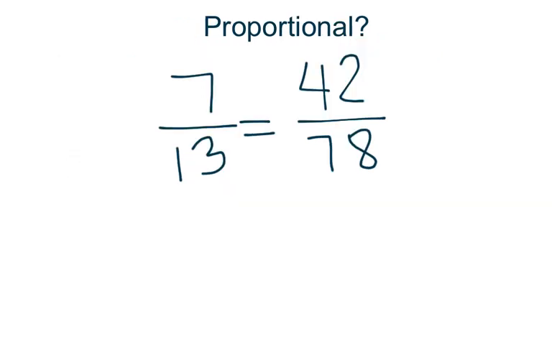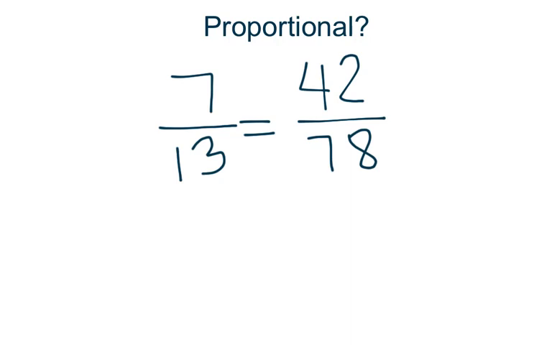One of the things that they're going to ask you to do in 7th grade for sure is to check and see if two fractions are proportional. So we just are looking at these two. I don't know about you, but I don't know my 13 times tables by heart. So this is one that I cannot just look at myself and see. But there's two different ways to check this one.